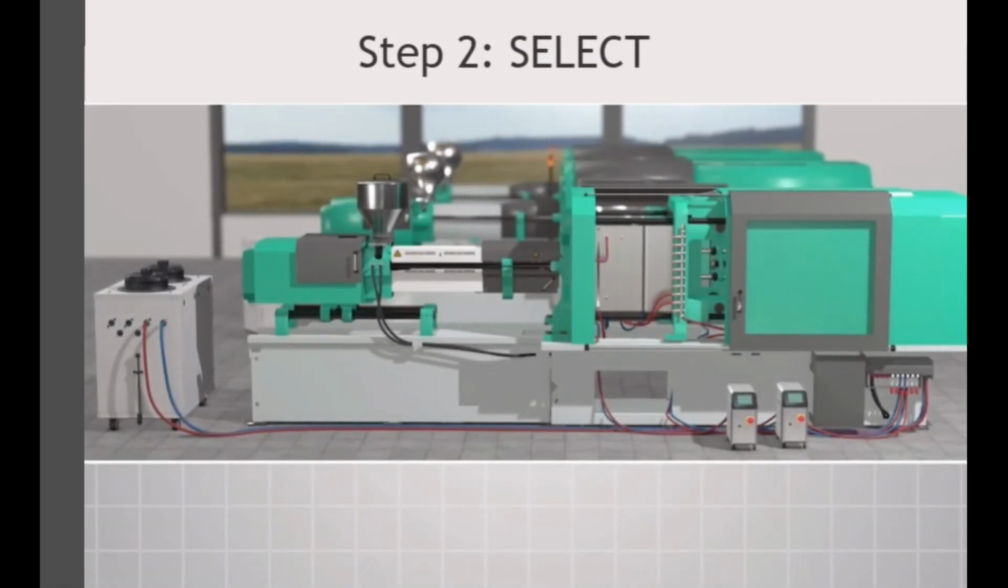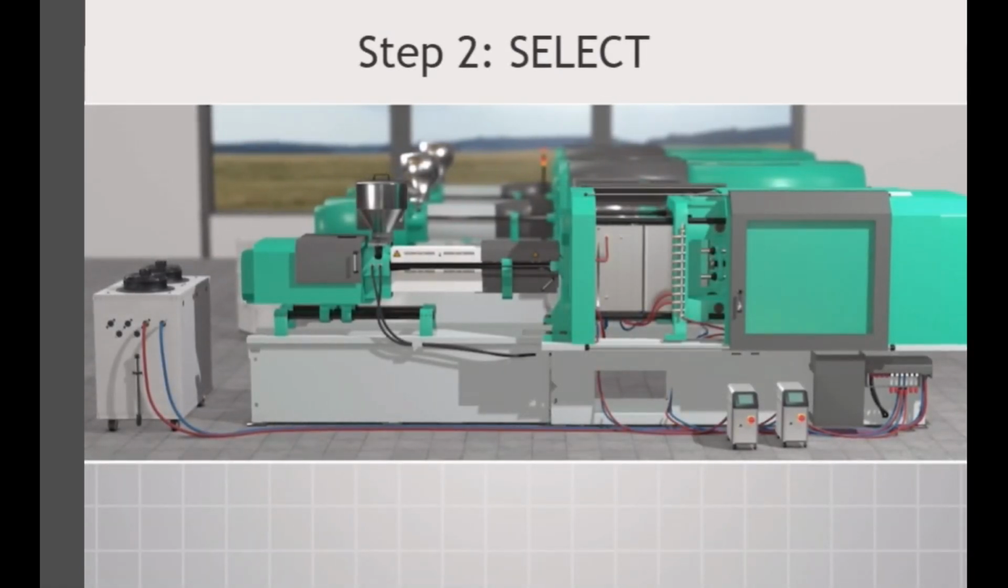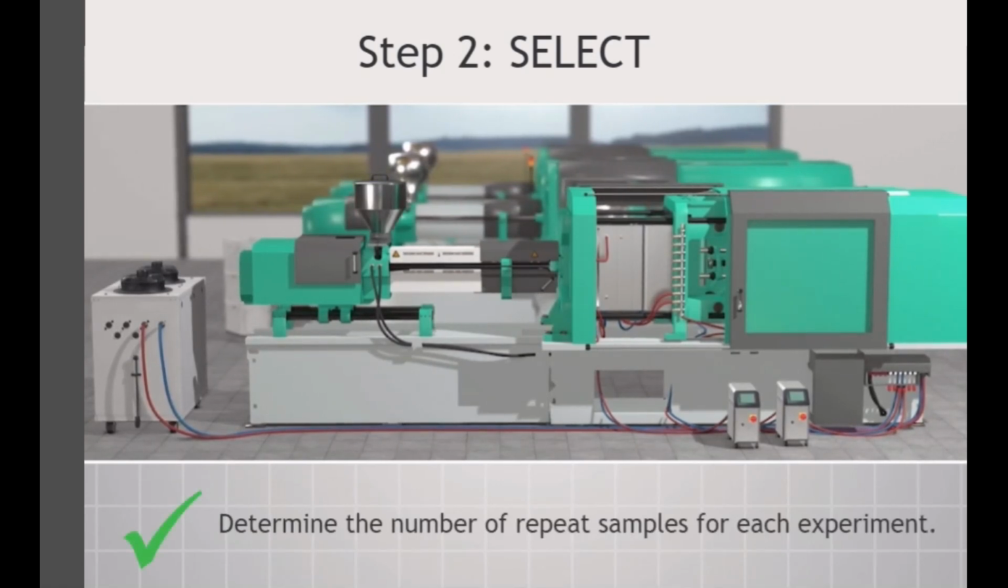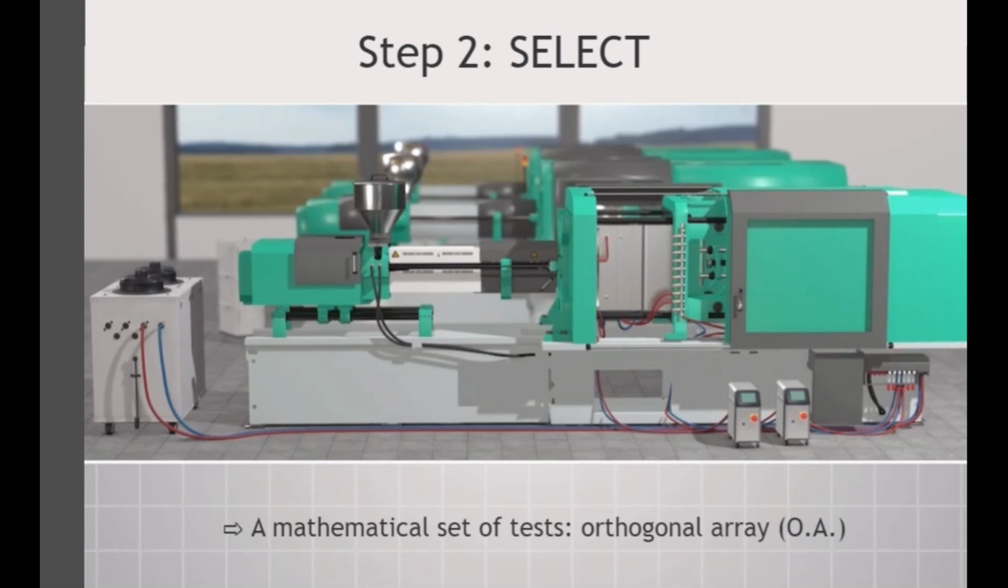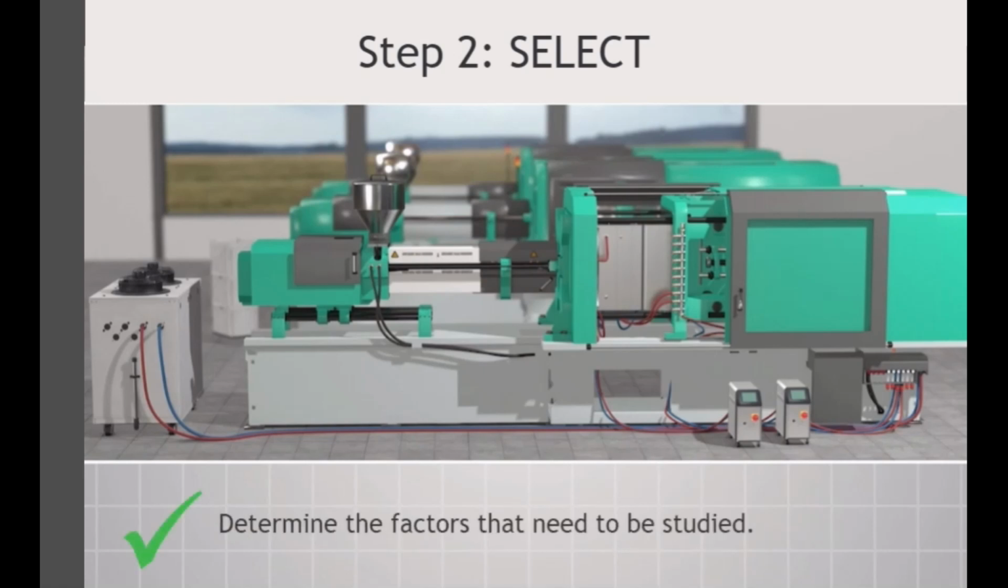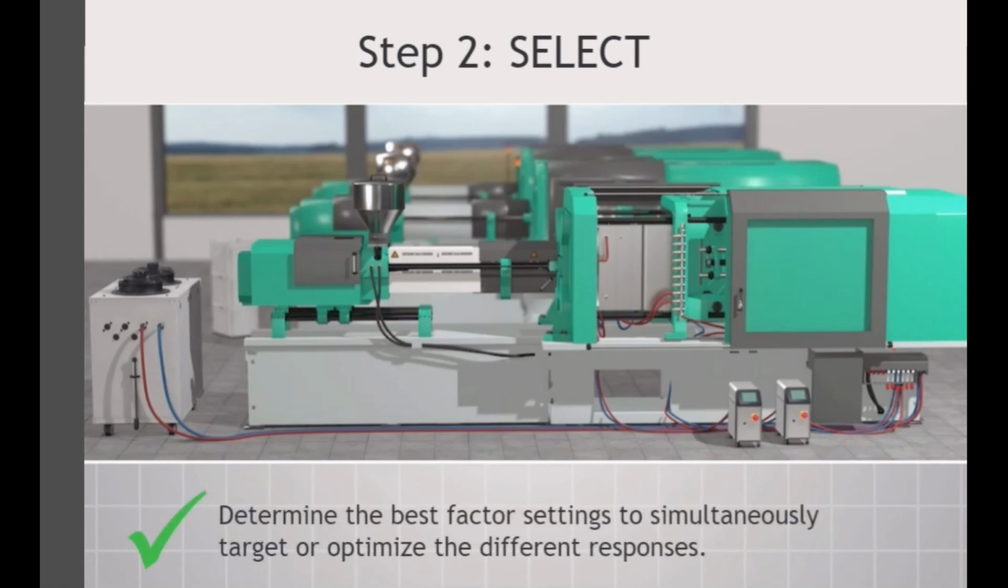The second step is selecting the series of tests to be performed. In this phase, we also need to determine the number of repeat samples for each experiment. In a designed experiment, a mathematical set of tests, referred to as an orthogonal array, OA, is used for this step. We will need to determine the factors that need to be studied. If there are multiple responses, which is common in injection molding, we need to determine the best factor settings to simultaneously target or optimize the different responses.